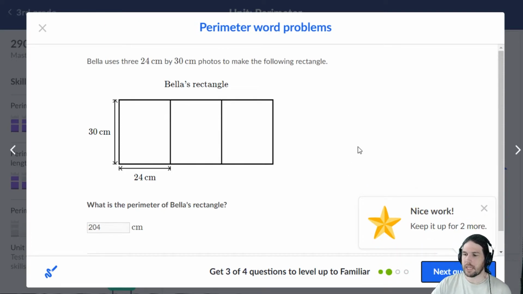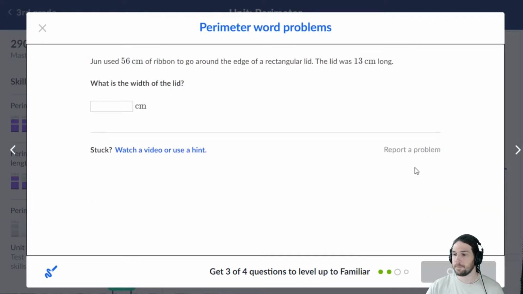Very nice. Well done, me. Again, I'm not really going to stop and explain the addition a lot. I will narrate what I'm doing mentally. But again, your process may vary, and that's okay. June used 56 centimeters to go around the edge of a rectangular lid. The lid was 13 centimeters long.